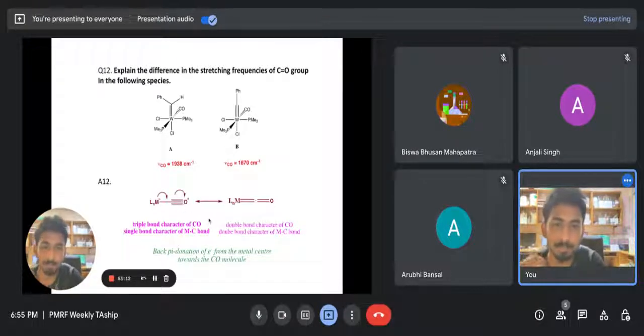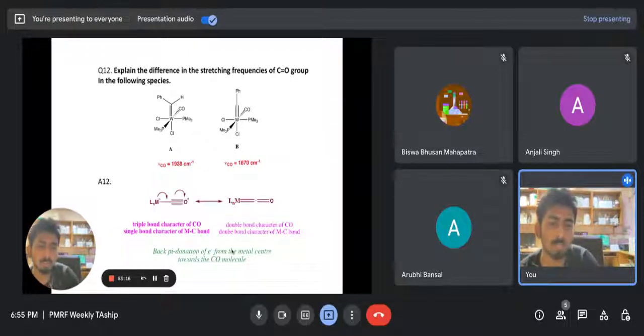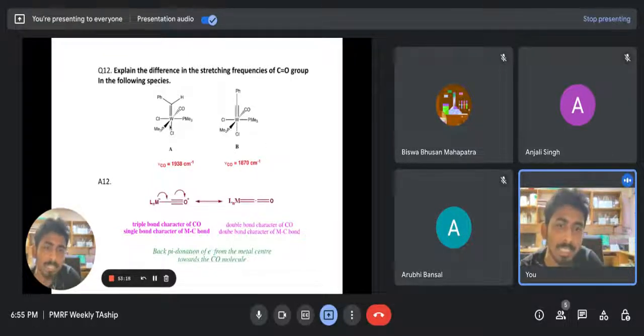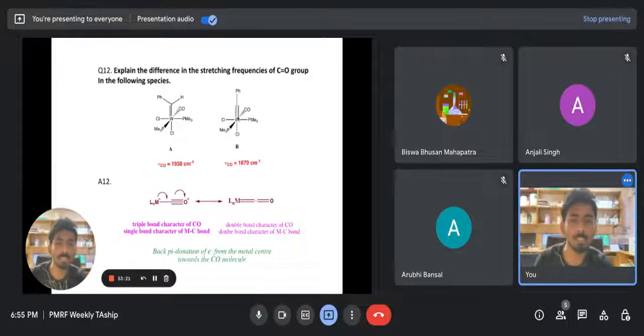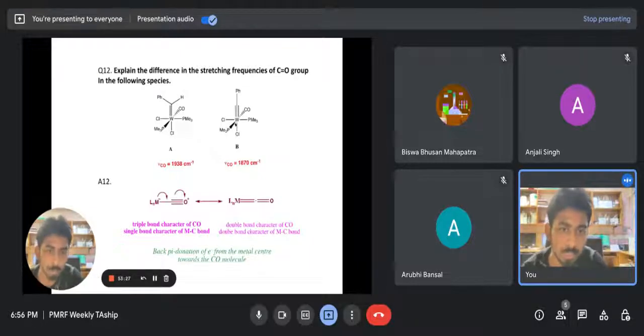That's why, since there is back pi donation of electrons from the metal center, this is a carbyne and this is a carbene. So carbynes are actually more electron rich, so it will push its electron density onto the metal center more. So this tungsten is electronically richer, so it will throw its electrons more onto the CO, so the CO stretching frequency will drop more.